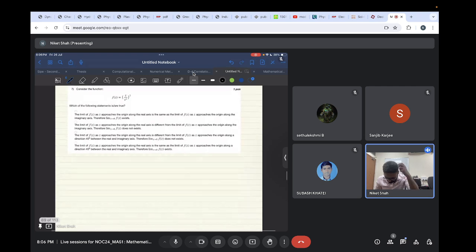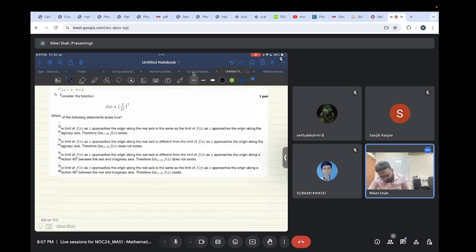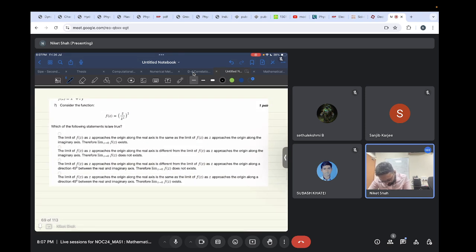So next is question number 7. Consider the function f of z equal to z divided by (z star) the whole square. This is the function that we're taking, and they're asking which of the following statements are true. The limit of f of z as z approaches the origin along the real axis is the same as the limit of f of z as z approaches the origin along the imaginary axis. Therefore, limit of z tends to 0, f of z exists.